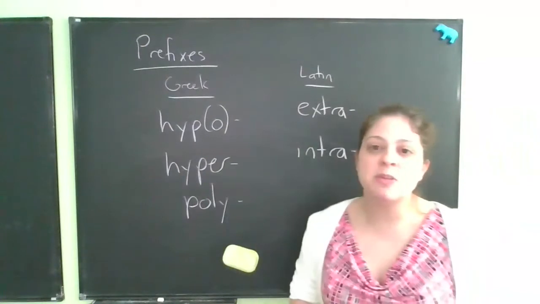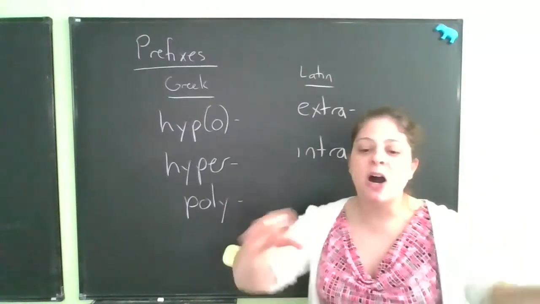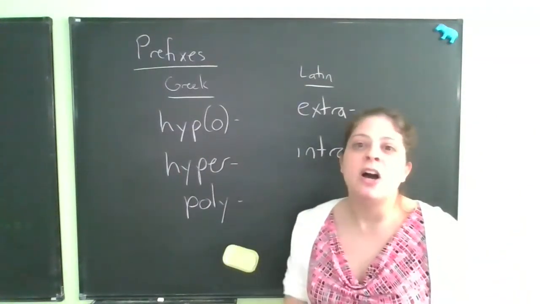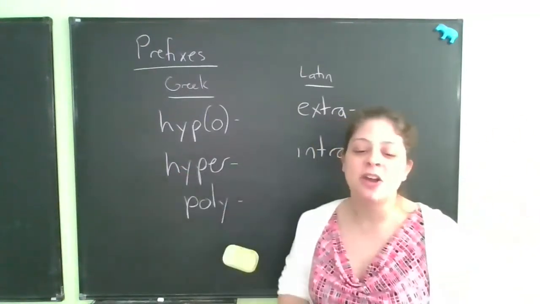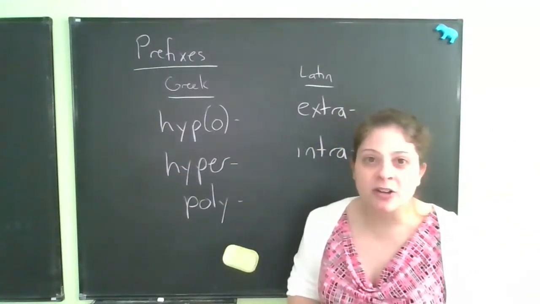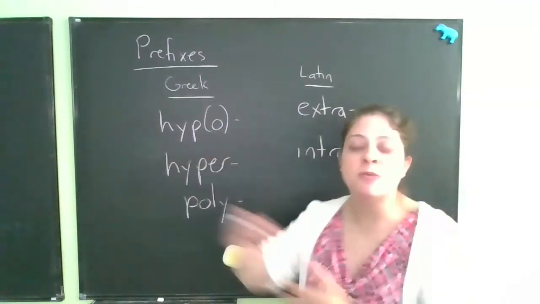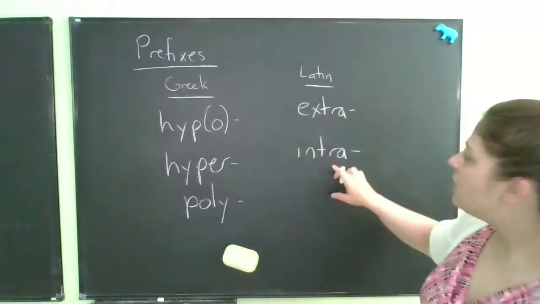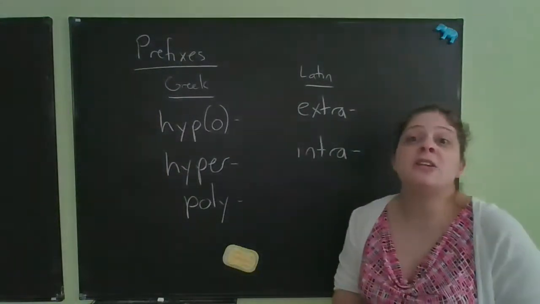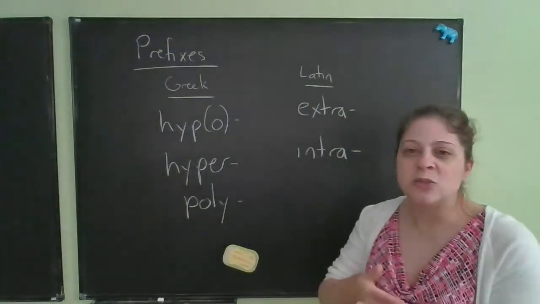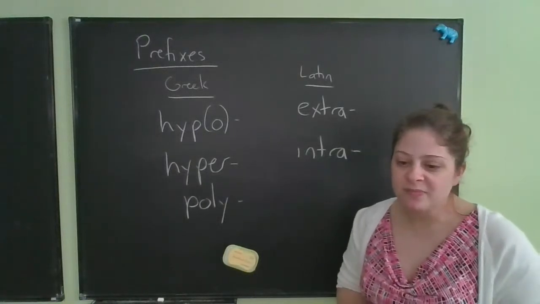So extra means something like outside, beyond the scope of. So extraterrestrials are beyond the earth, the terra, the earth. Or extracurricular is an activity that's beyond the regular curriculum of your school. Intra, on the other hand, means something like within or inside. So an intravenous injection goes inside the vein.